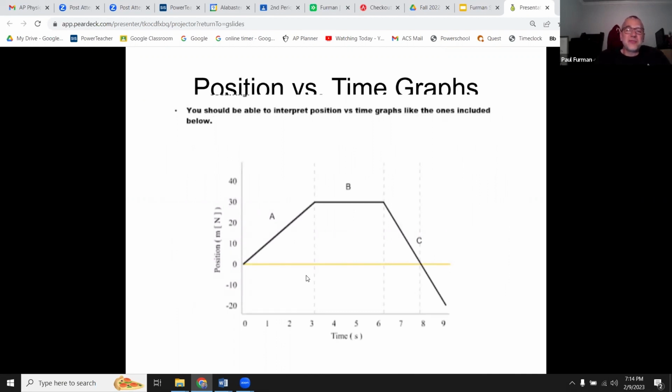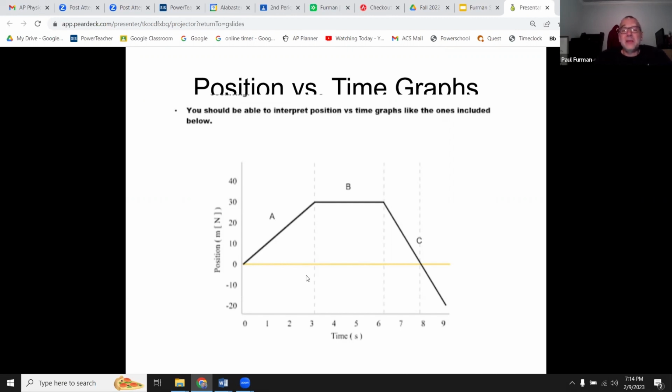So looking at this position time graph right here, for segment A, that's a positive slope, a constant positive slope. So that means you have a constant positive velocity. If you wanted to find what the velocity during segment A was, just calculate the slope. Looks like it has a rise of 30 meters and a run of 3 seconds. So that would be 10 meters per second would be your velocity during A.